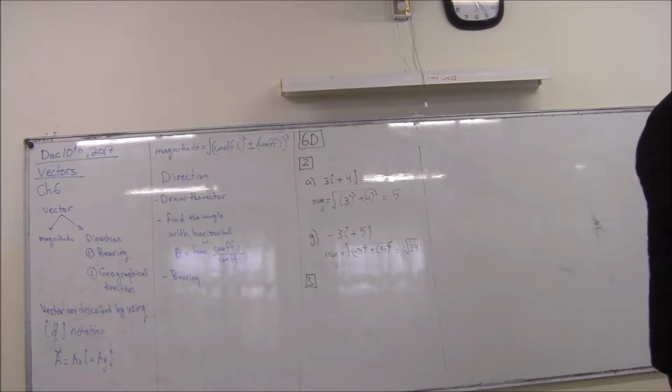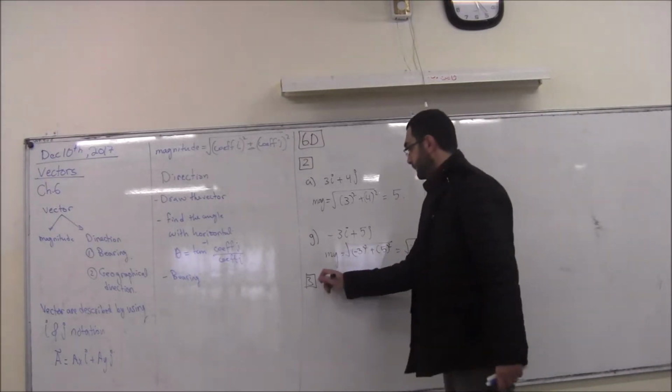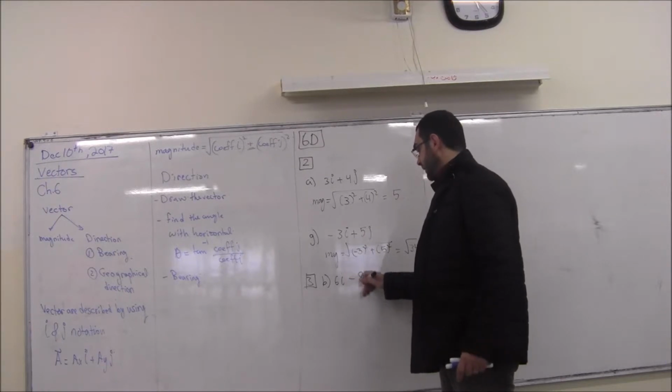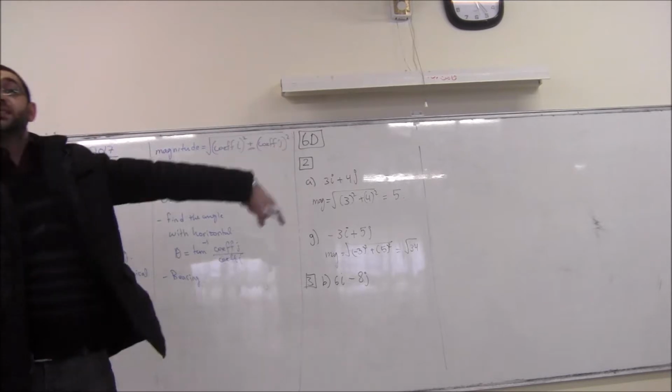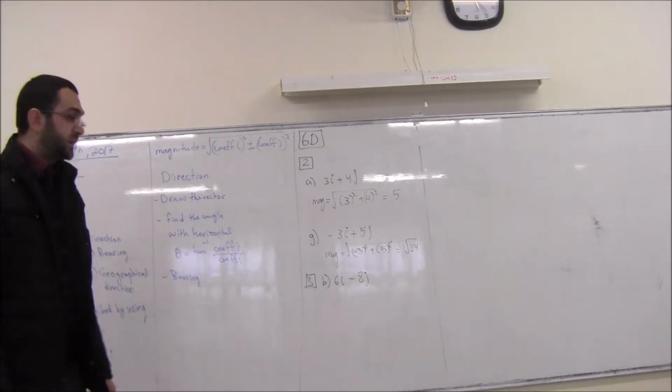The angle that each of these vectors makes with the positive x-axis. Right? Makes with what? Positive x-axis. Here we are not asked about bearing, but we can find things. Let's do B. What is B? 6i minus 8j. Pay attention. In question 3, we are asked to find the angle between this vector and the x-axis.